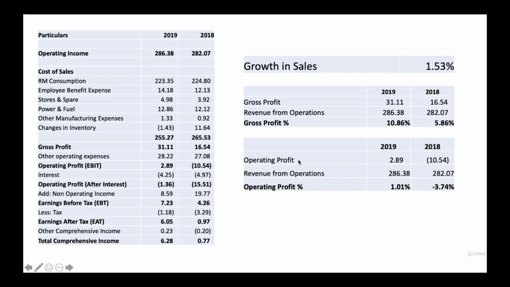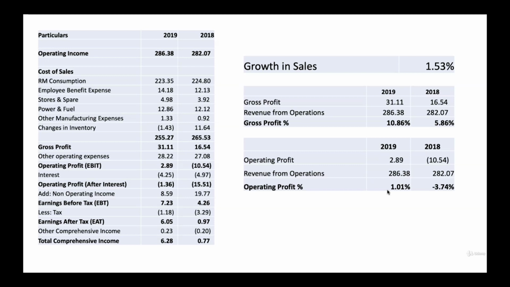We'll compare this operating profit with the revenue from operations. This is revenue from operations. And you can see it was negative in 2018 and has improved in 2019. So positive. But one thing you have to infer is this. 10.86% gross profit has come down to 1.01. It means they had so many other operating expenses. It has eaten a substantial portion of gross profits.